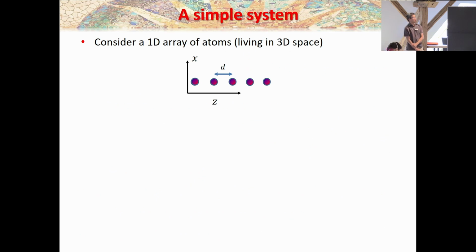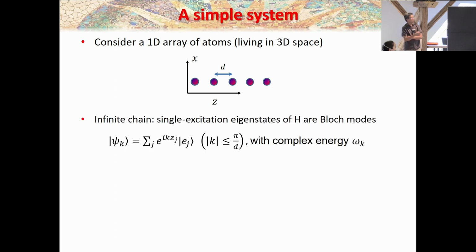OK, so to see some of the consequences, we can consider a relatively simple problem. Let's just take a 1D chain of atoms, so an array with some well-defined lattice constant d. Of course, the full spin model can be really complicated, but we can simplify our lives and just look at maybe a single excitation. And in that case, if I have an infinite system, I know that the eigenstates of this kind of effective Hamiltonian are going to be Bloch modes. So it's a superposition of atom j being excited with some phase e^{ikz}. And because this Hamiltonian is non-Hermitian, I'll have a complex eigenenergy where the imaginary part describes dissipation.